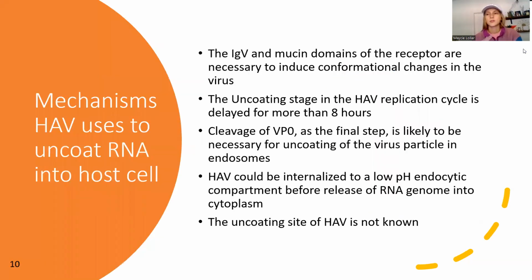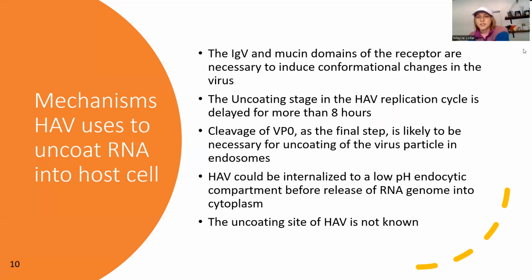So after HAV enters the cell, the next step is uncoating, and this is done with the IgV and the mucin domains of the receptors to induce a conformational change in the virus, which leads to the uncoating of the genetic material. So the uncoating stage in the HAV replication cycle is delayed for more than 8 hours, which exceeds the duration of an entire growth cycle for many viruses in the same family.